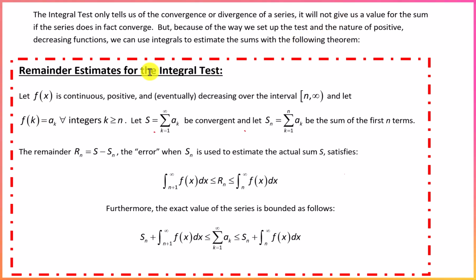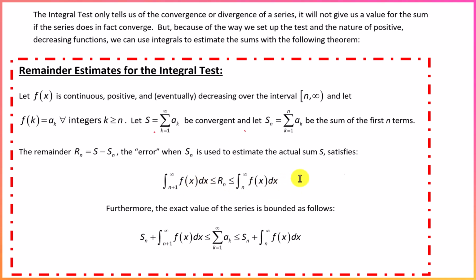And the remainder estimate says this. Again, we have to guarantee that we have a continuous, positive, and eventually decreasing function on the interval from n to infinity, and that function on the integers is equal to each of the terms in my series. Then, if we have a convergent series, let the sum equal s, and s sub n be the partial sum of the first n terms. The remainder is the difference between the actual sum and the partial sum. We can think of it as the error that is left when we use the first n terms, the s sub n term, to estimate the actual sum.